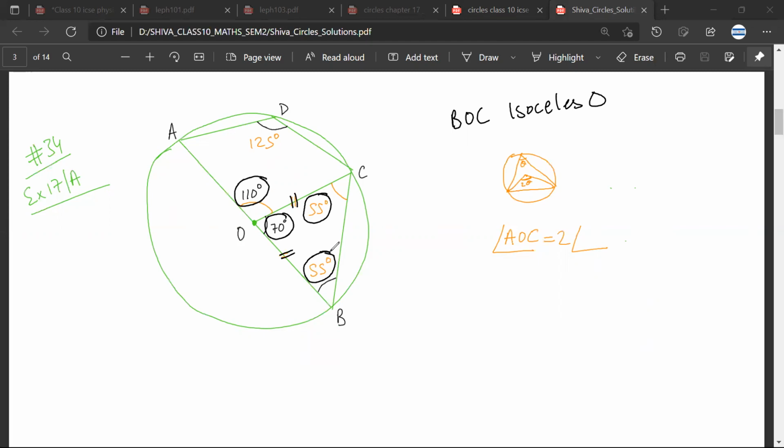Then this was 55 degrees. This 55 degrees plus this. These are the opposite angles of a cyclic quadrilateral. And which was the cyclic quadrilateral? Let me mark that cyclic quadrilateral again. This is the cyclic quadrilateral. Mr. Sivang, do we agree? Yes, sir. Great.